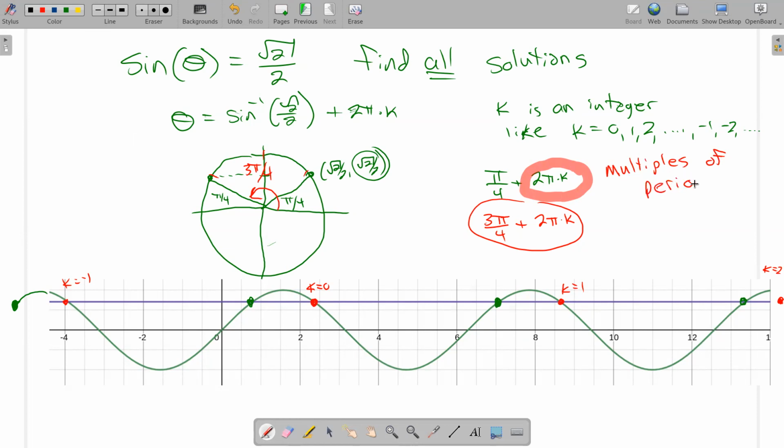And this is pretty similar to the technique I used before if I wanted, say, the first 4 positive solutions. I found the first 2 solutions, and then if I add a period to that, I can get another one. If I add a period to that, I can get another one. And I just keep doing that all day long.